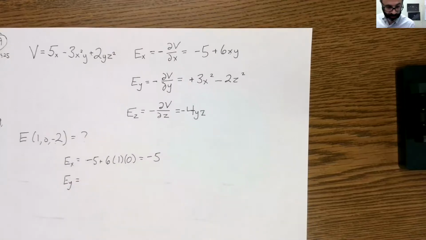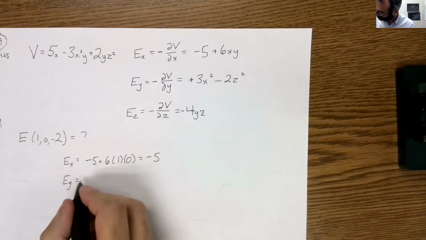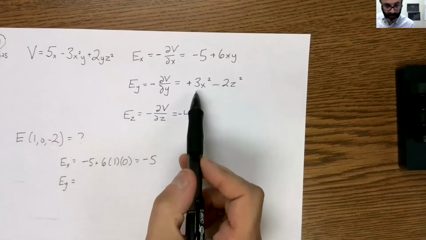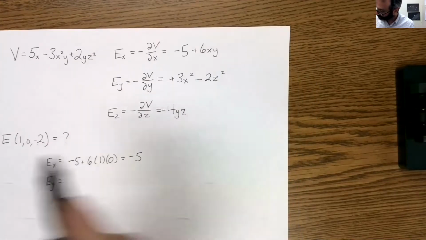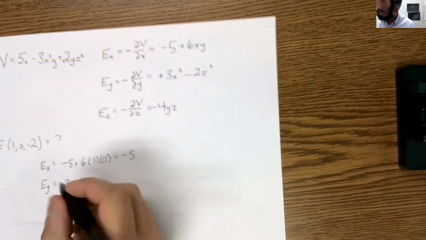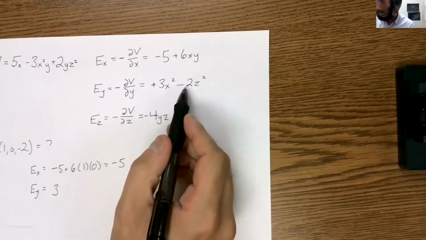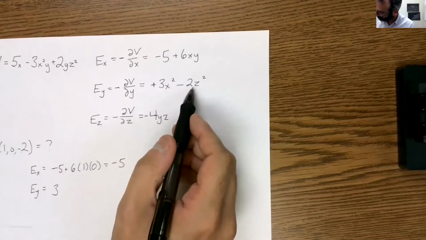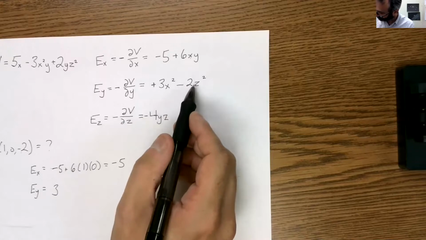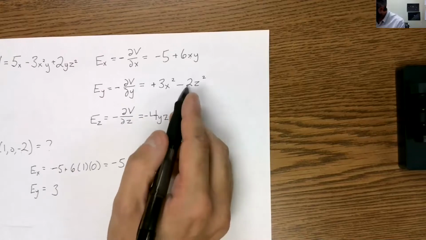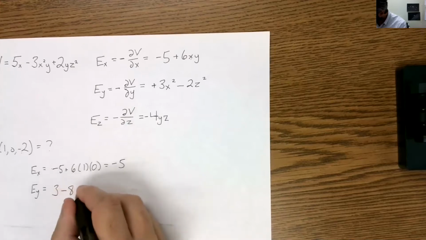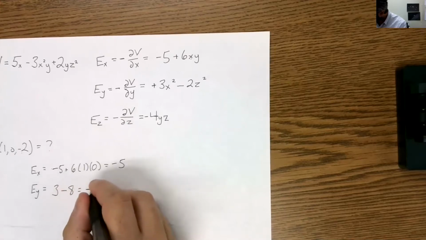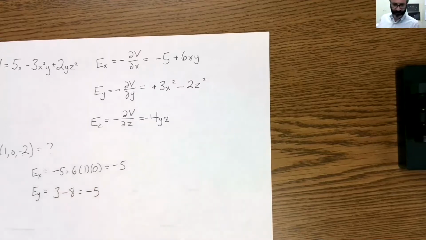The y component, what are we going to get for our y component? So 3x squared, x is 1, remember, so 3 times 1 squared is just 3. And then -2 times z. -8. Yeah. z squared is going to be 4, right? Negative 2 squared is 4, times 2 is 8. So we have 3 minus 8. So Ey is also negative 5, right?